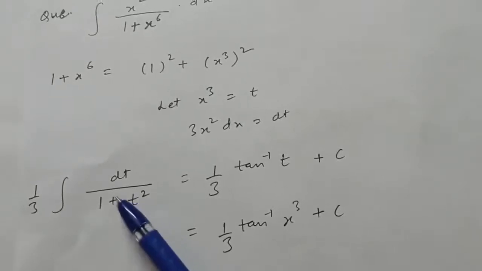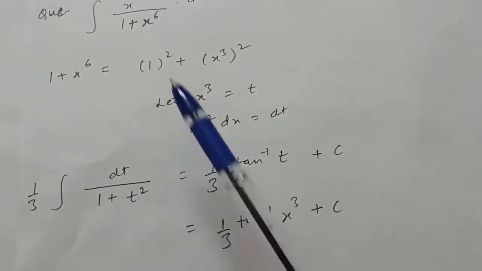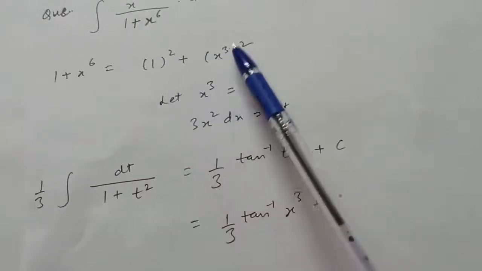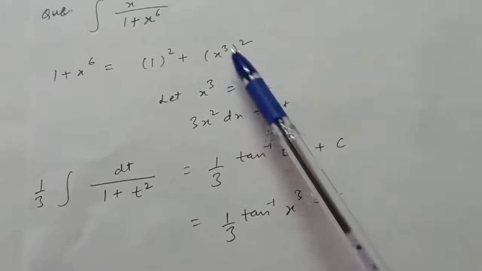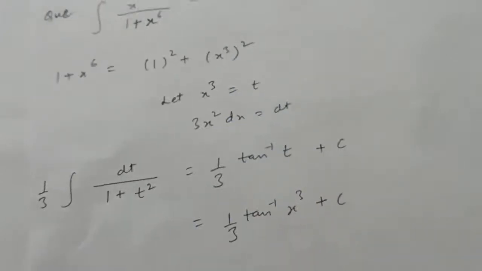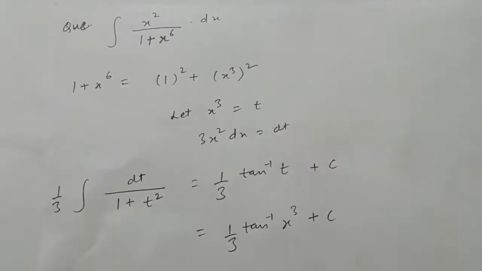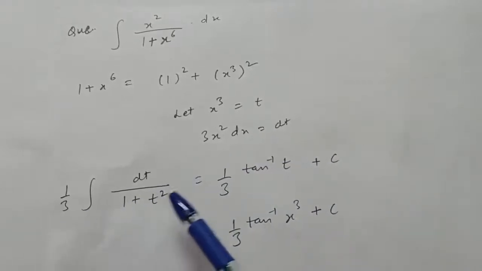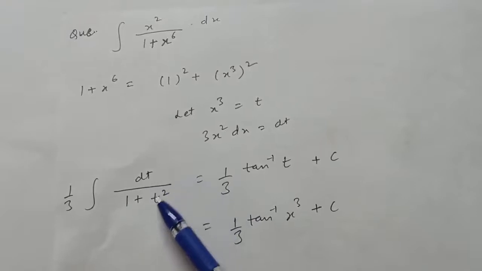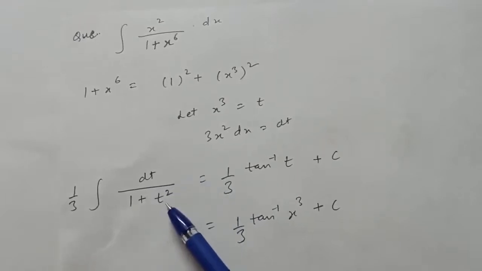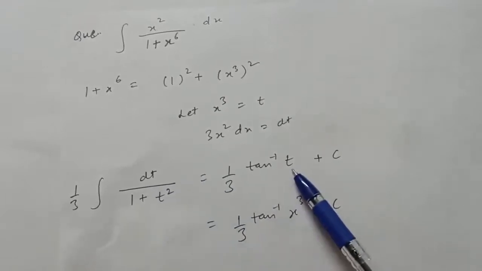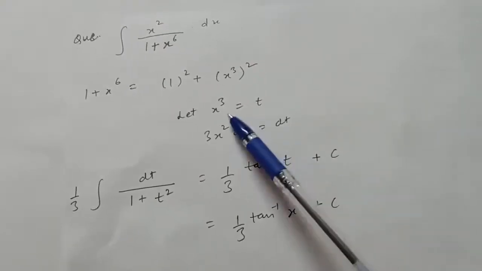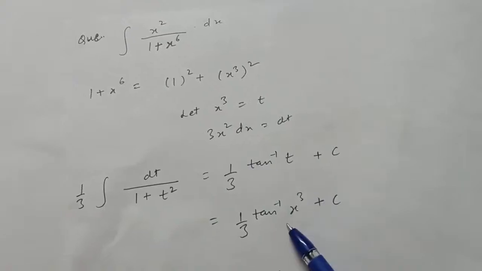Therefore, the integral will now become 1 plus t square in place of this, because it is 1 plus x cube square. In place of x cube, put t, and in place of x square dx, dt by 3 will come. Now 1 by 3 as it is, you know the integral of 1 upon 1 plus t square is tan inverse t, plus c. In place of this t, now put the value x cube again.